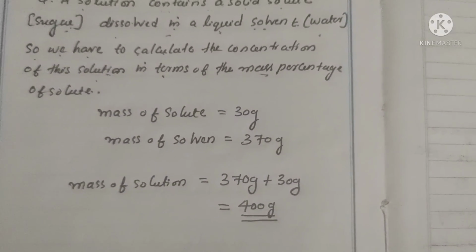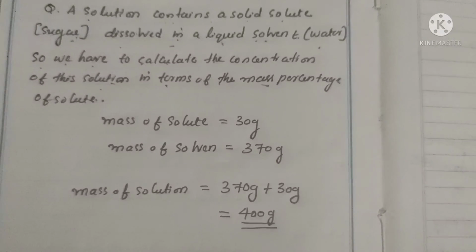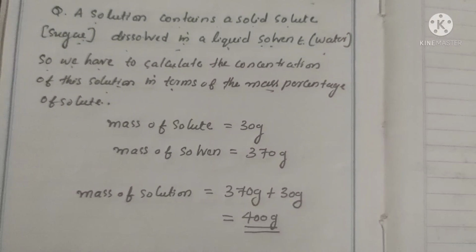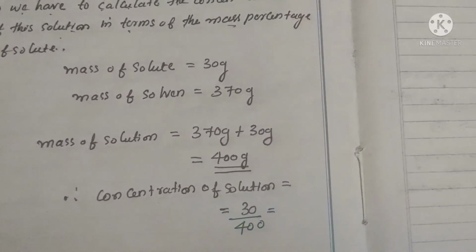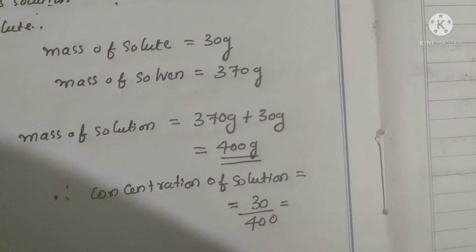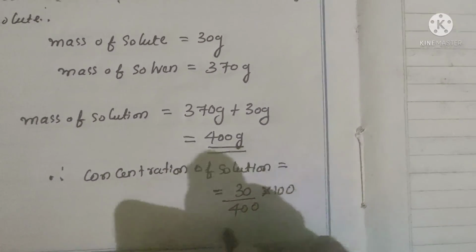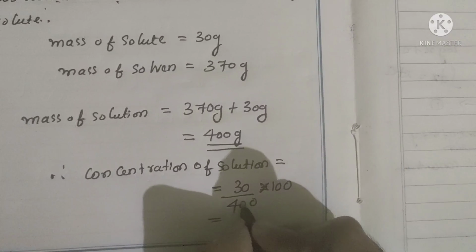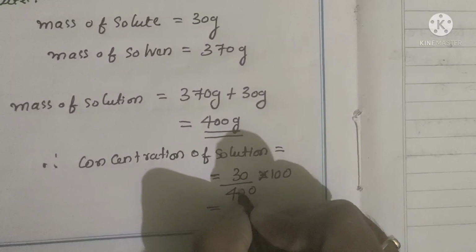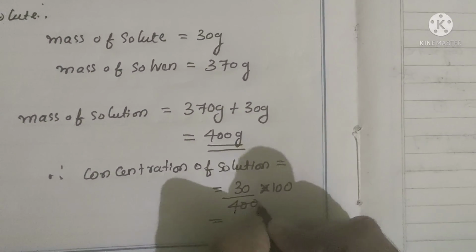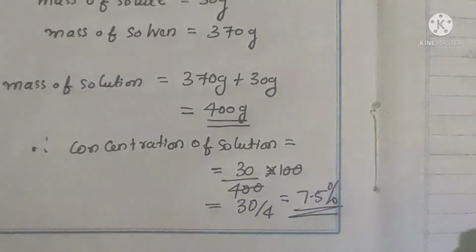Therefore, the concentration of the solution equals mass of the solute divided by mass of solution. What is the mass of solute? That is 30 gram. That is 30 divided by 400, into 100, which is 7.5%.